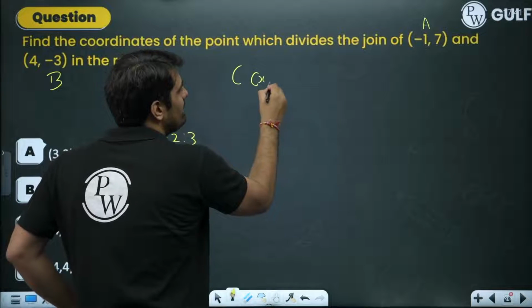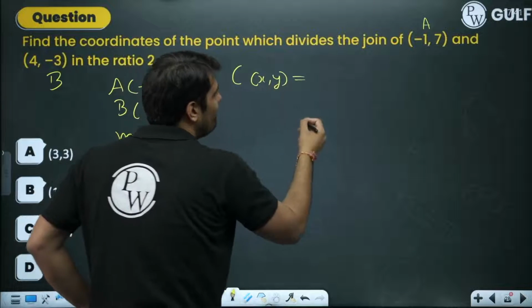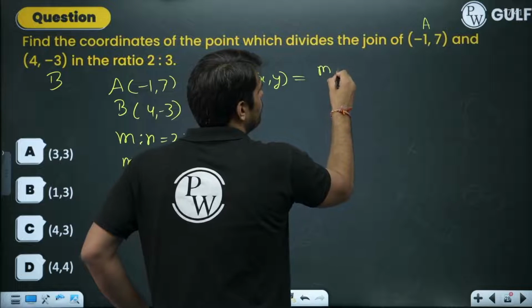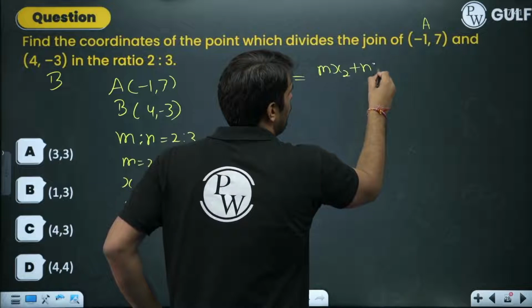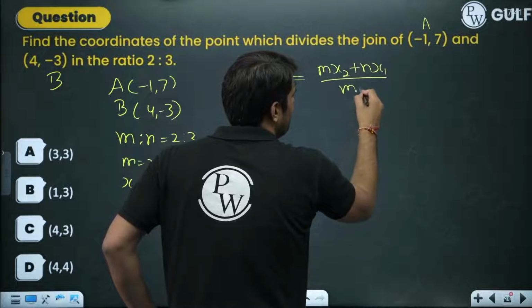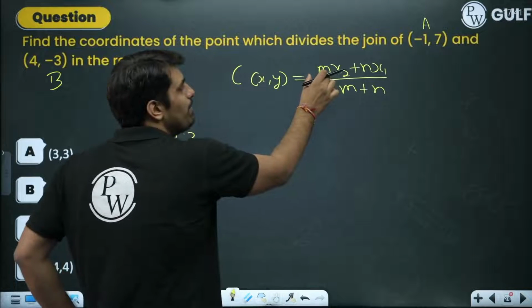So the coordinate of C will be x, y. It will be simply (mx2 + nx1) upon (m + n). Right? So m is being multiplied with x2.